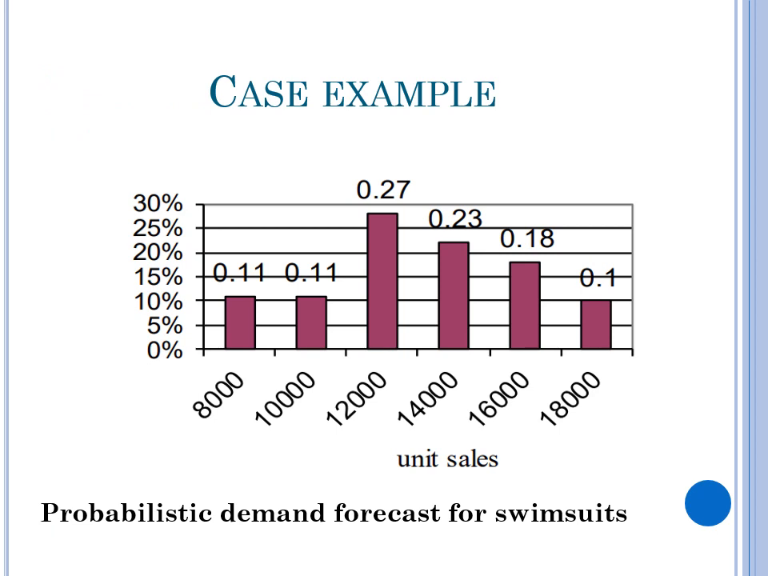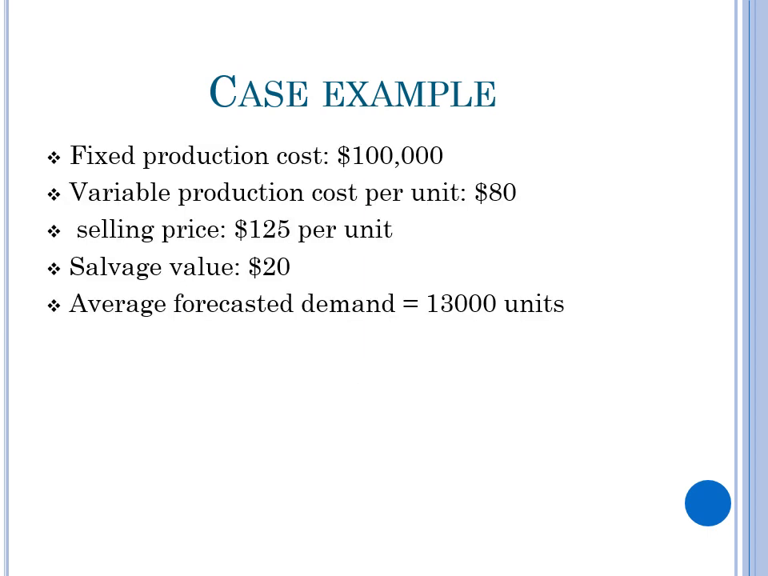Now we will see a case example of that. The bar graph shows the probabilistic demand forecast for swimsuits, which shows there is an 11% probability that demand will be 8,000 units, 27% probability that demand will be 12,000 units, and so on. There are some given parameters such as fixed production cost is $1 lakh, variable production cost is $80 per unit, selling price is $125 per unit, salvage value is $20 per unit, and average forecasted demand is 13,000 units.